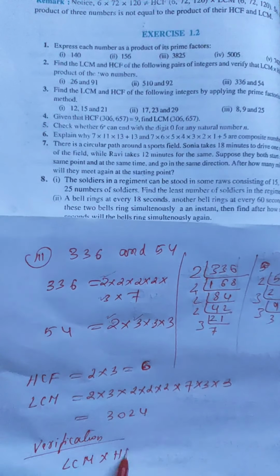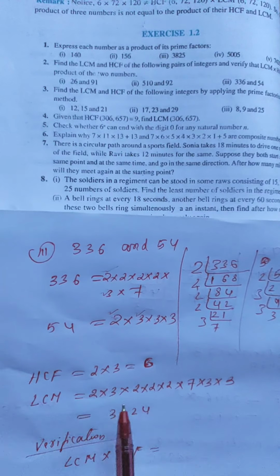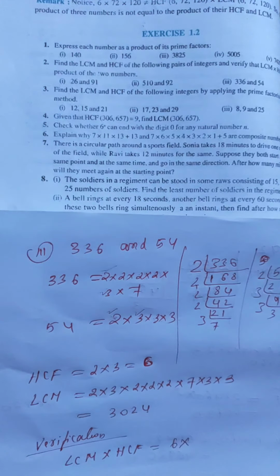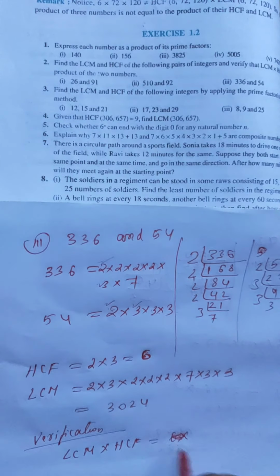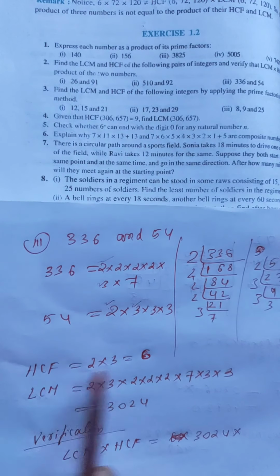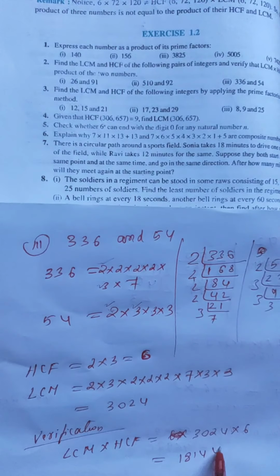LCM into HCF. Now how much is the LCM? LCM is 3024, into HCF 6. After multiplying we'll get 18144.